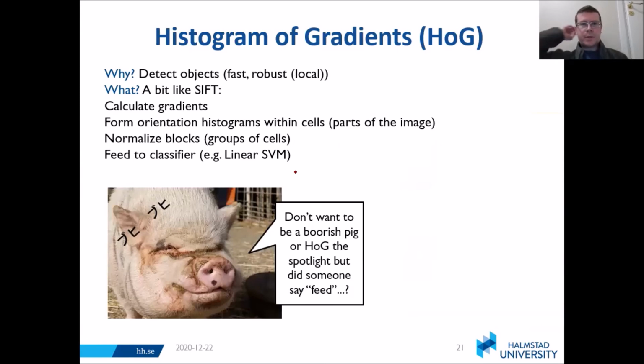Histogram of gradients is another technique which is used to detect objects. It's fast, robust, quite accurate. And what is this? It's a little bit like SIFT, which we talked about. You calculate gradients first. You can use just a one-dimensional vector for X, a one-dimensional vector for Y, and pass it over the image. And then you gather those gradients together in histograms within cells, so groups of pixels. And then you normalize the histograms within groups of cells. And then you just concatenate this and give it to a classifier.